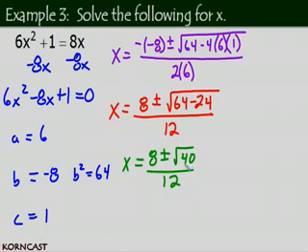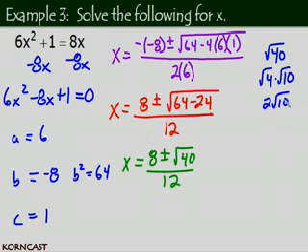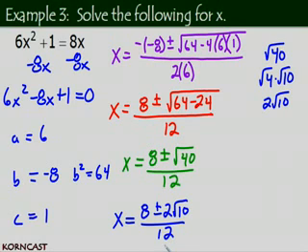So now to simplify the square root of 40. Well, the square root of 40 is really the square root of 4 times the square root of 10, and the square root of 4 is 2, so the square root of 40 reduces to 2 root 10. So to rewrite the square root of 40 as 2 root 10, we get x equals 8 plus or minus 2 root 10 all over 12. You're probably thinking to yourself, we're done.